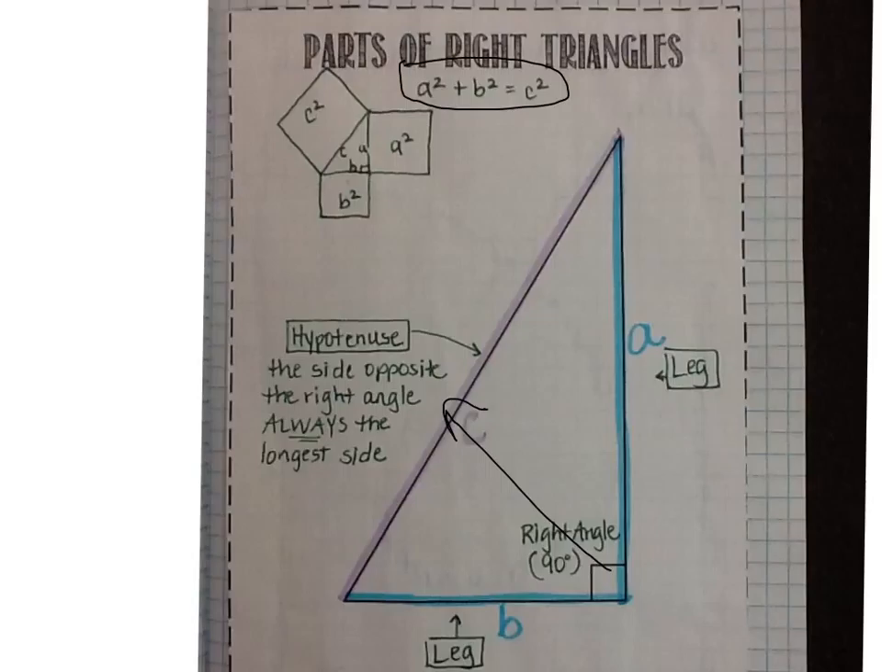Okay, so that leaves two other sides that we haven't talked about yet. This side and this side, the ones that are touching the right angle, are what we call the legs of a right triangle. These legs are going to be shorter than the hypotenuse, and we give them the names a and b. They are the legs.